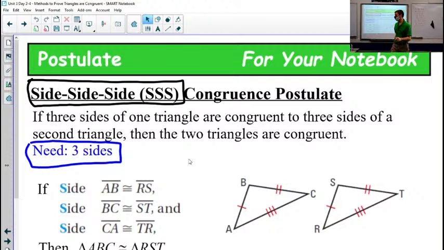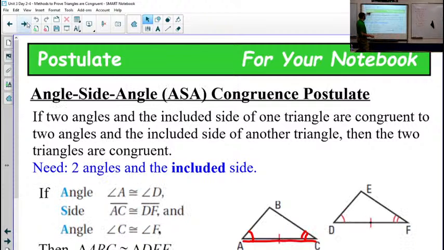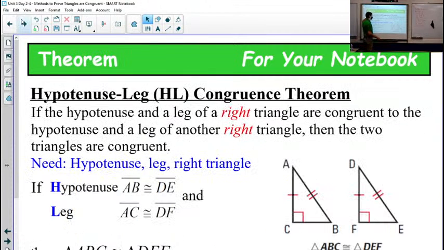We had left off talking about 5 different ways to prove triangles congruent. We had side, side, side. We had side, angle, side, with 2 sides and the angle included between them. We have angle, side, angle, 2 angles on the side included in between them, angle, angle, side, and hypotenuse, leg, where we need a right triangle. If we got the hypotenuse and leg of that triangle, then we can be all set up.